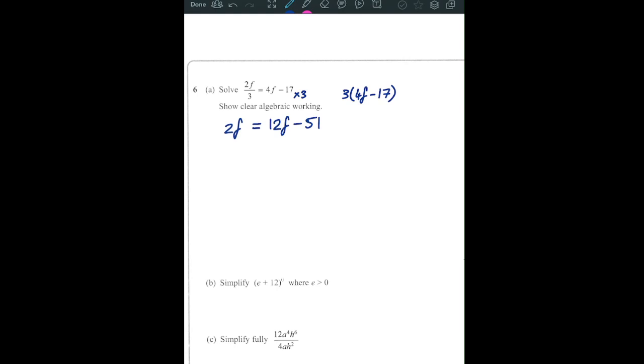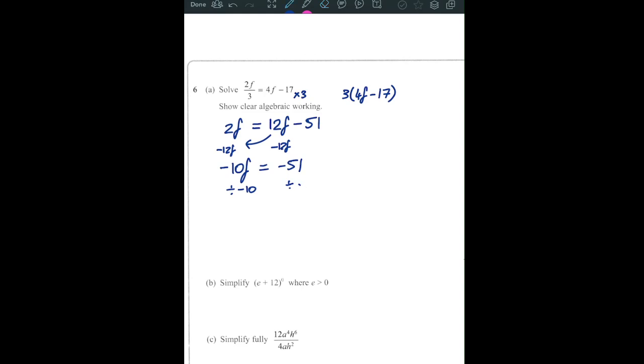The normal approach is to move the smaller amount of f, so to move that 2f. But I've realised if I move that 2f, I'm left with 0 on the left. I'm going to have to do more steps of working, not less. So I'm going to do the opposite of what's often suggested. I'm going to take away 12f from both sides. That means I'm left with negative 10f equals negative 51, but it also reduces the number of steps I need to do by 1. To get rid of the negative 10, let's divide by it. I missed the negative in my writing.